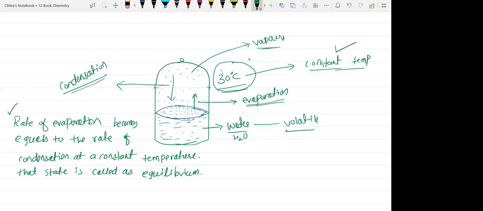Reply, beta. Are you there, everyone? Okay. Yes, sir. Okay, okay. So condensation and evaporation become equal when the temperature is constant.